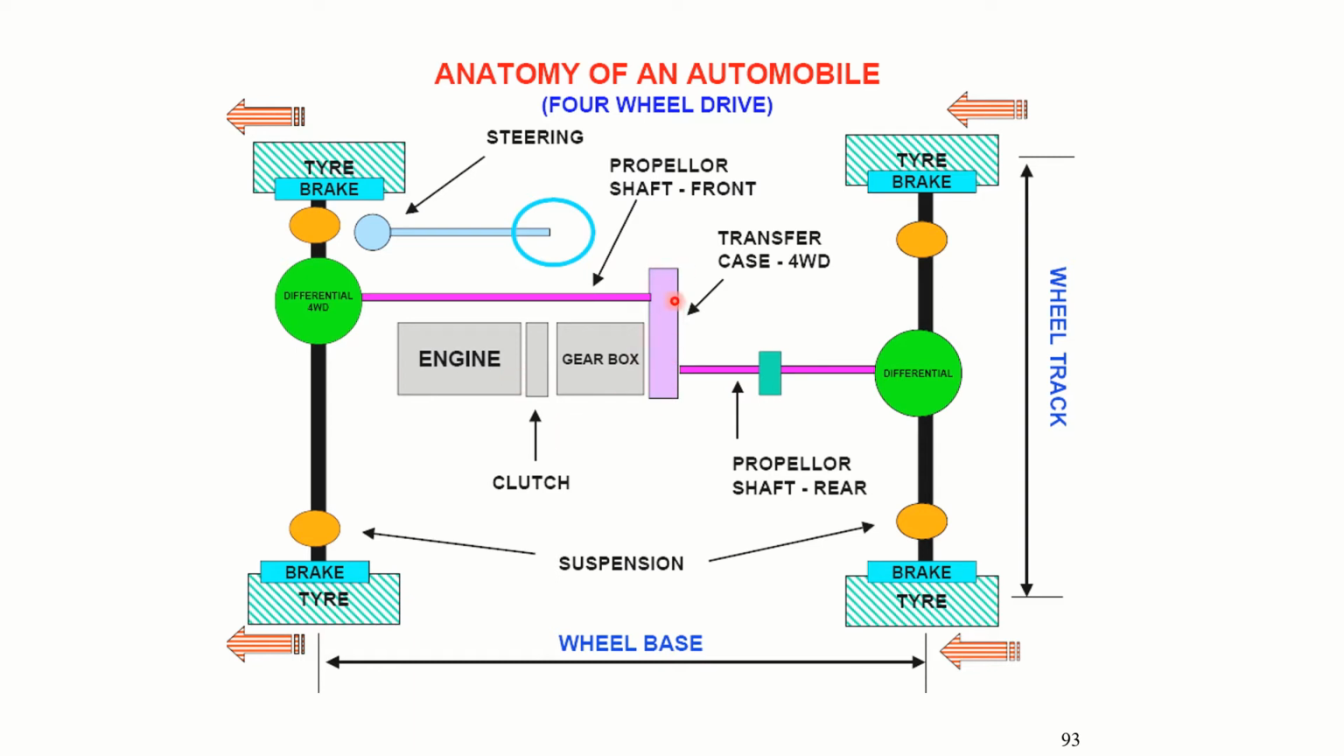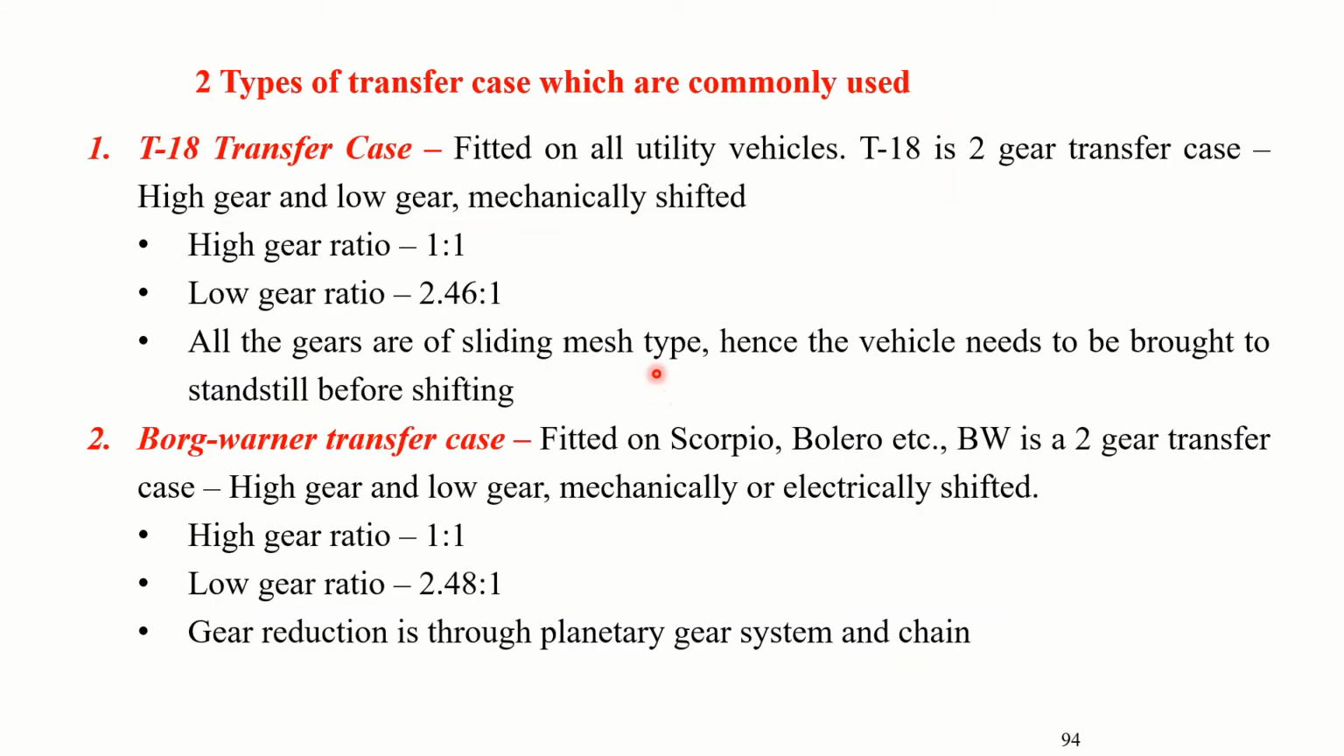There are different types of transfer cases. Let us discuss about these transfer cases. There are two types of transfer cases which are commonly used. One we call it as T18 transfer case, fitted on all utility vehicles. T18 is a two-gear transfer case, high gear and low gear, which are mechanically shifted. High gear ratio 1:1 and low gear ratio 2.46:1. Here the gears are of sliding mesh type, hence the vehicle needs to be brought to standstill before shifting.